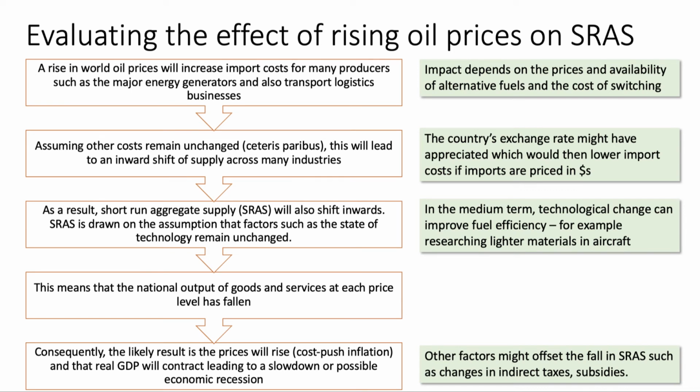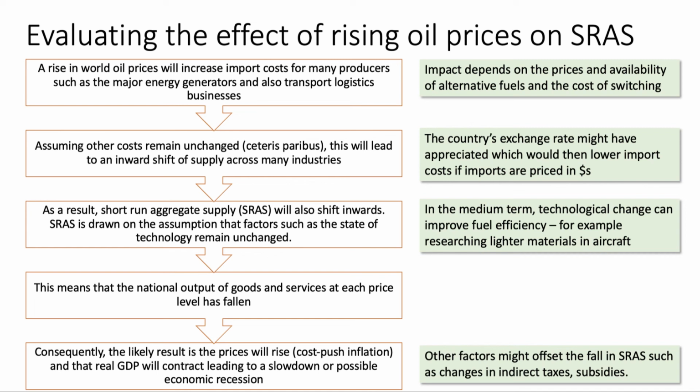Short-run aggregate supply is drawn on the assumption of a constant state of technology. Of course, in the long term, even the medium term, technologies move quite quickly these days. There could be some research and some innovation which improves fuel efficiency. For example, airlines increasingly trying to focus on lighter materials used in aircraft, not just to reduce emissions, but also to improve their fuel efficiency. And also vehicles become more fuel efficient, and household energy systems and so on. So technology can offset that rise in price. And often, of course, the increase in the oil price is a catalyst for that kind of research.